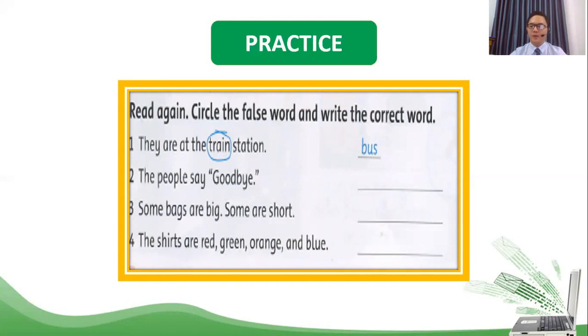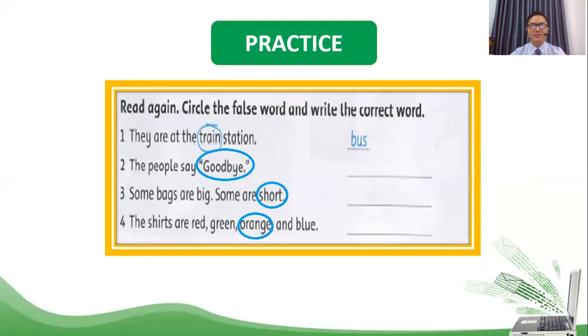How about number 2 here? The people say goodbye. Number 3, some bags are big, some are short. How about number 4? The shirts are red, green, orange, and blue. Now, Mr. Thuận, I will give you 1 minute. 1 minute, go. Okay, so time's up. Now, let's check.